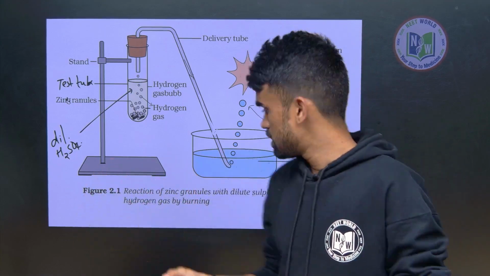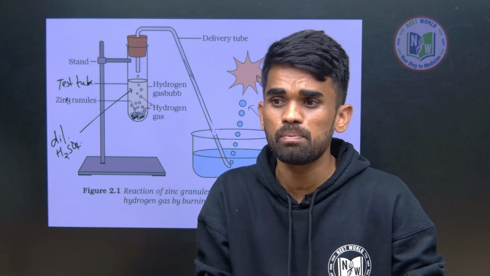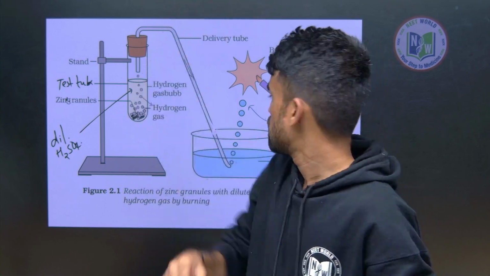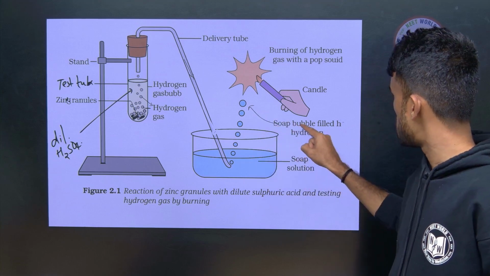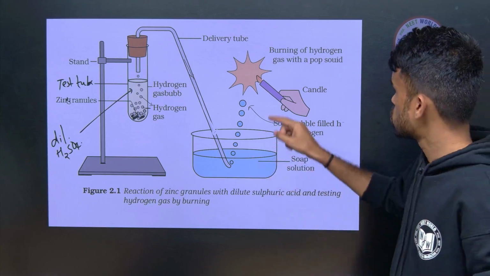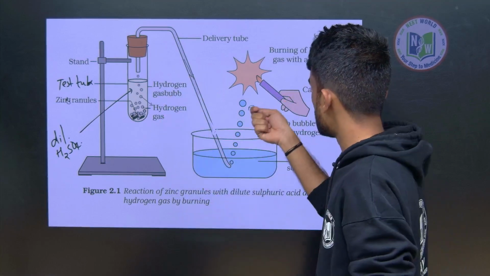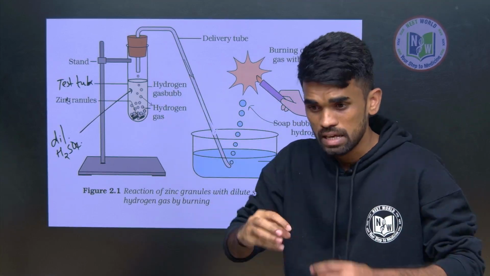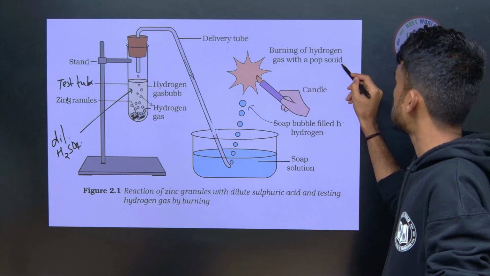Now see, this is the soap water. If we pass some gas into the soap water, what happens? Bubbles will come out. Yes, so these are the bubbles, soap bubbles filled with hydrogen gas, right? Now when we place one candle near this soap bubble, what happens? That will give some pop sound. See, burning of hydrogen gas with a pop sound.